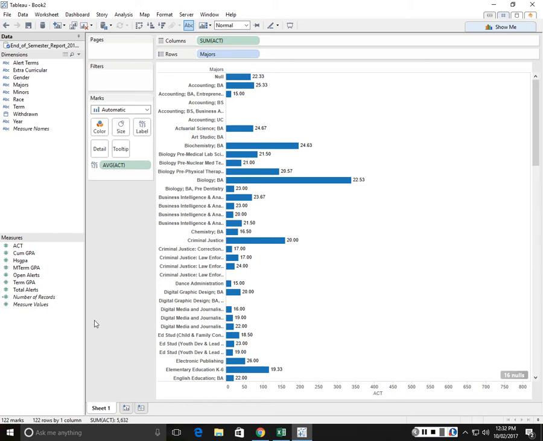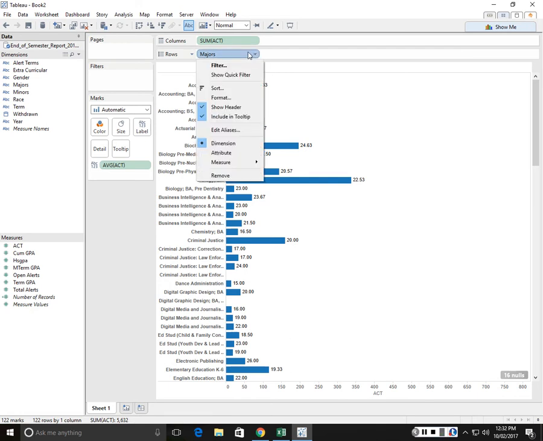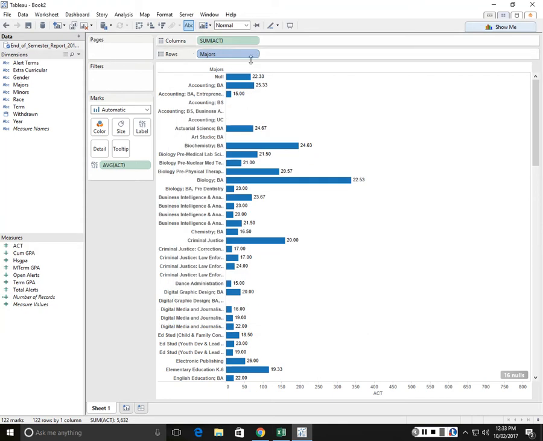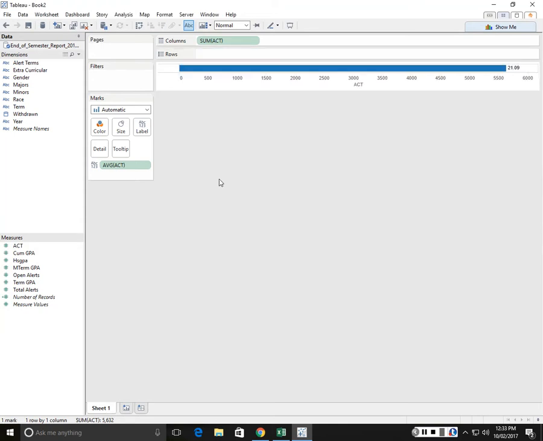Can you do an average ACT score of everybody total? Yes. In order to do that, I've got to remove the majors, I believe. 21.09. And the national average is 22.